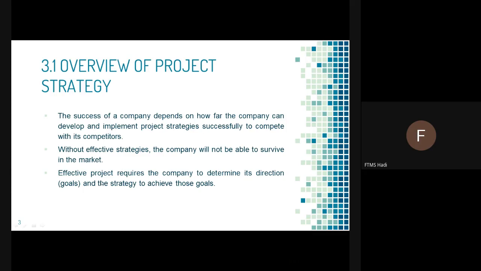And the last one, effective project requires the company to determine its direction or goals and the strategy to achieve those goals. So to ensure that the project is successful, it will be able to meet all possible objectives, and also how to achieve it. Okay, so this is a project strategy. That means the way to make it successful.